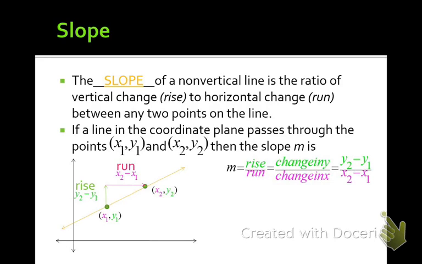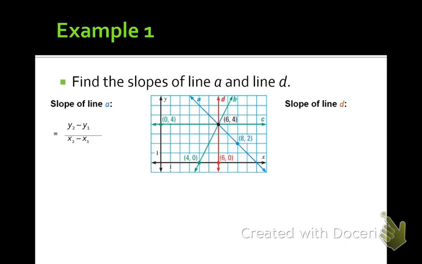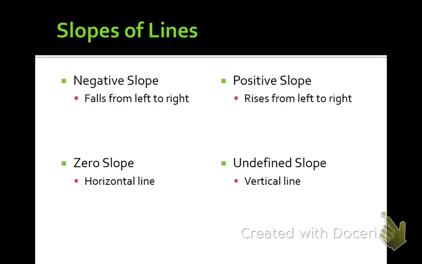If a line has a negative slope, how would that look? Negative slope means your line goes where, left to right, up or down? Down. Negative means we're going to go down. Negative slope falls from left to right, goes down to the right. Positive slope goes up to the right.